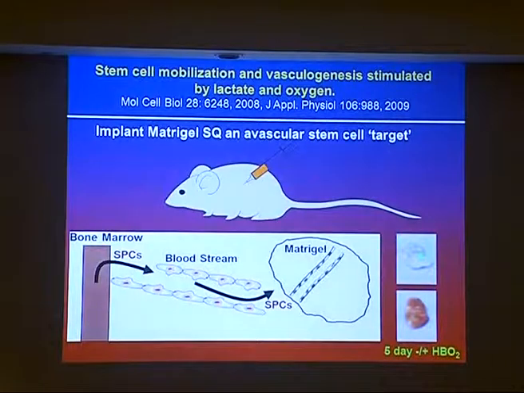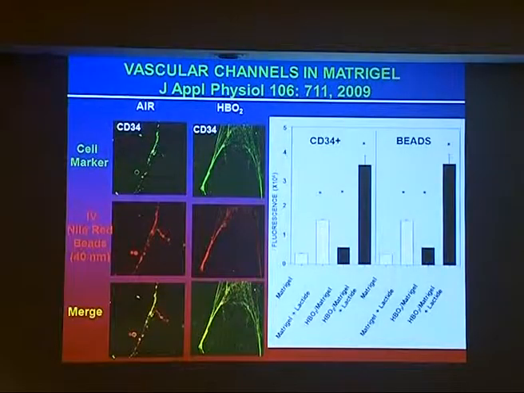And this is just a very crude picture of a piece of Matrigel 5 days after implantation in a control mouse, or 5 days after implantation in a mouse that got daily hyperbaric oxygen, which is obviously bright red. If you look only 1 day after treatment, and what we're doing now is we want to look at stem cell migration into this avascular structure and also ask the question, are they functional blood vessels?